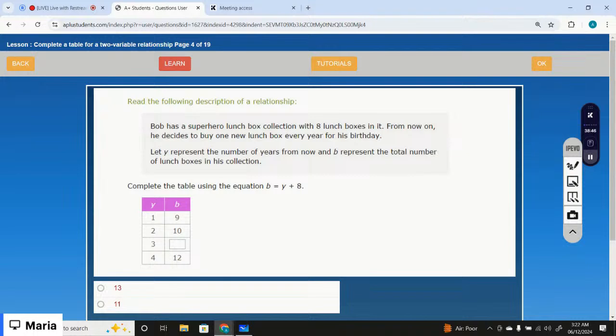Complete the table using the equation b equals y plus 8. So which is the correct option?